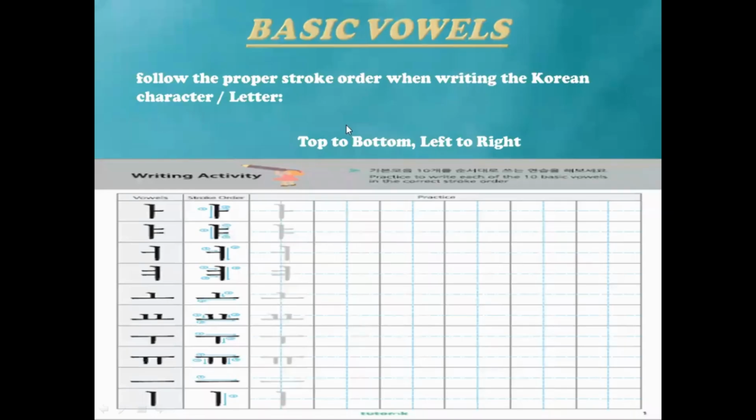Okay, when writing the Korean letters, we need to follow the proper stroke order. We have top to bottom, left to right. Example is this one. We have the vowel a. So start from the top to bottom, left to right. Okay, how about this one? We have the vowel yo. We have 3 lines here. So same pa rin. Start from the top to bottom, left to right.